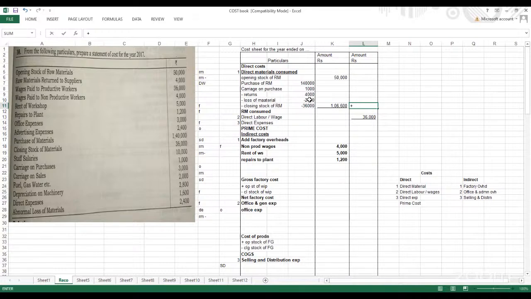$50, $140, 1,000, 4,000, 2,400 हो गया. Returns 4,000. Returns minus है ना बेटा. This is minus 4,000.